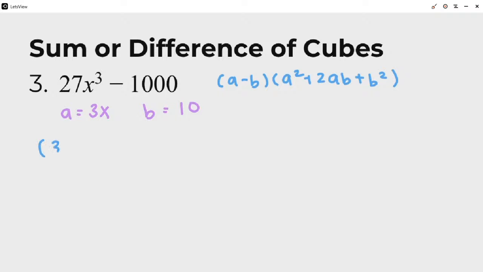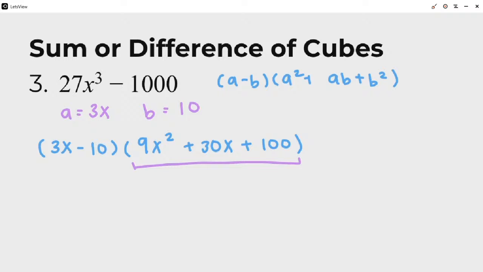So that would be 3x minus 10 times 3x squared, which is 9x squared. Oh, oops, sorry, there's no 2 here. So plus ab, so that'll be plus 3x times 10, which is 30x, and b squared is 100. And this part here will never be factorable, so you can always just leave it after you plug it into the difference or sum of cubes.